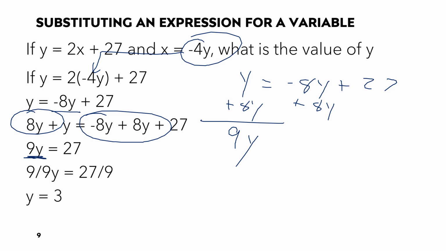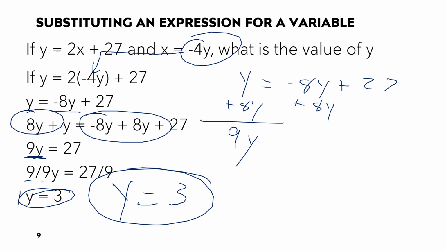What's the inverse operation of multiplication? That's right, it's division. So we're dividing both sides by 9. 9 divided by 9 is just 1, which is when we have 1y. 27 divided by 9 is 3. So we know y is equal to 3. For fun, we can plug that back in, and we would get the same thing.